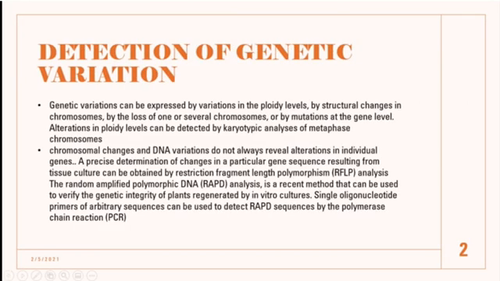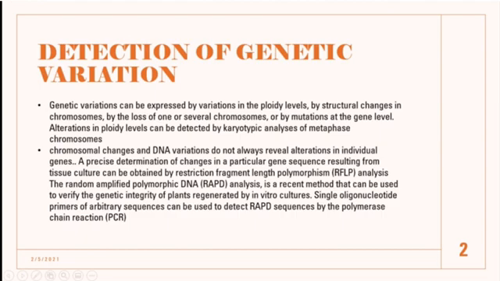Detection of genetic variation. Genetic variation can be expressed by variations in the ploidy levels, by structural changes in chromosomes, by the loss of one or several chromosomes, or by mutation at the gene level. Alteration in ploidy level can be detected by karyotypic analysis of metaphase chromosomes. Chromosomal changes and DNA variation do not always reveal alteration in individual genes.